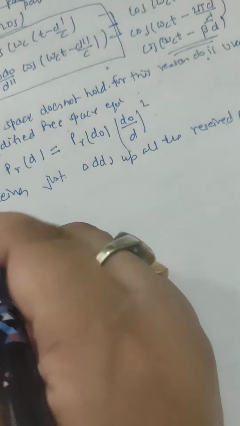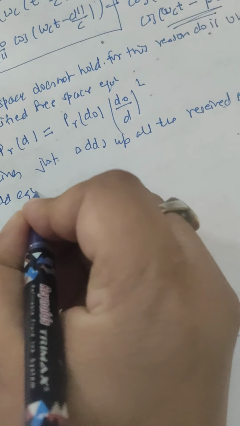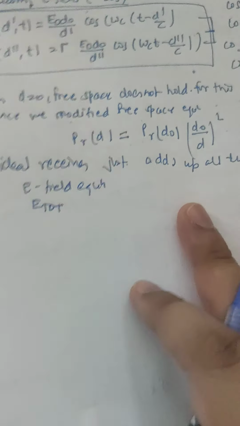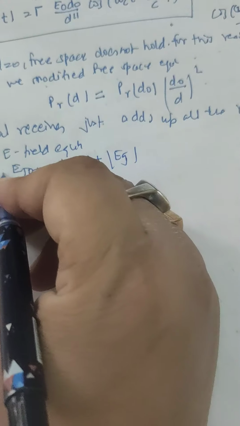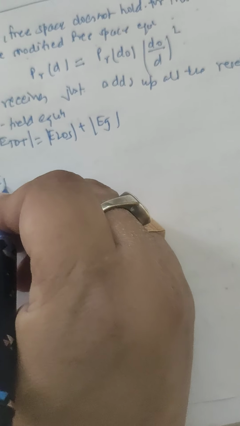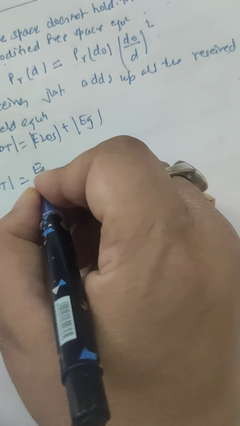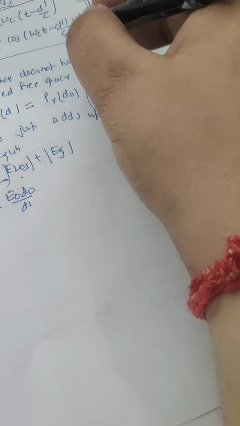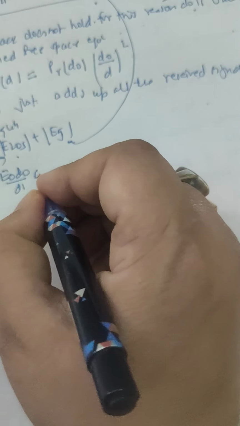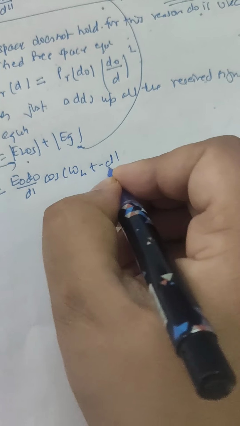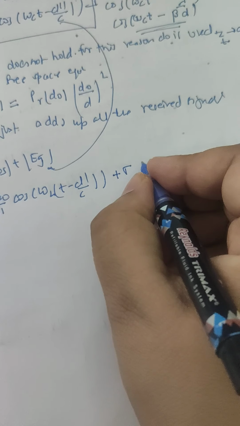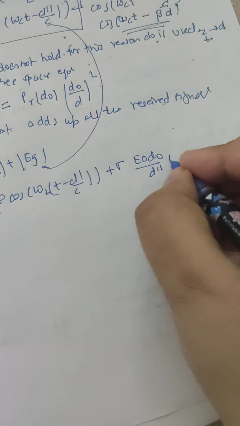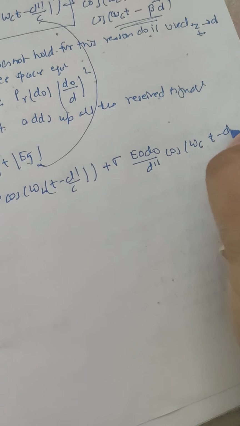After adding, the E field equation is given by E total equal to E line of sight plus the reflected E field, taking the mod. We put all these constants and values here, and we get this equation. This is the line of sight and reflected signal, with E naught d naught upon d double prime cos omega c t minus d double bar by c.